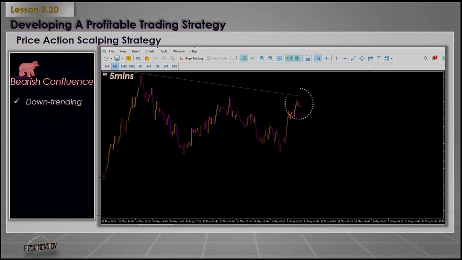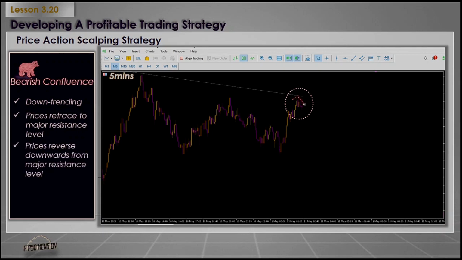and now we are on a major resistance level. Also, we can see that the prices have reversed downwards from hitting the major resistance level. And we can also see the formation of some bearish candlestick patterns. We have established 4 technical factors as a bearish confluence, so we can go ahead to enter a sell order.